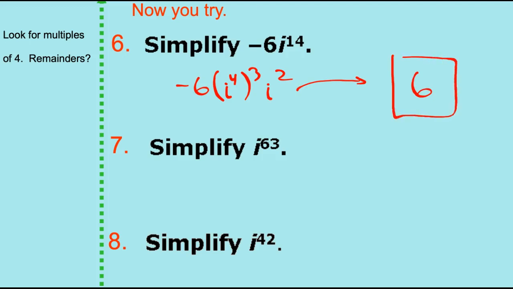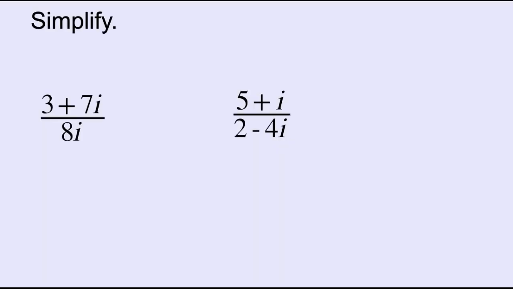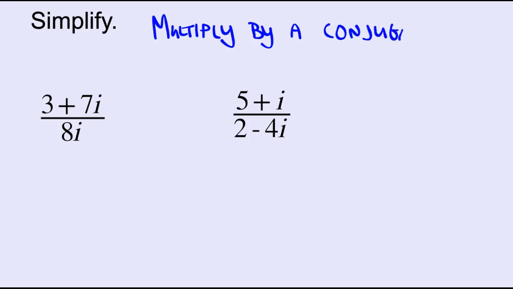Okay. All right, let's move on to the last part. Dividing, we can't have an imaginary in a denominator. It's improper. So what we do is we have to do something. We call this multiply by a conjugate. So what is a conjugate?